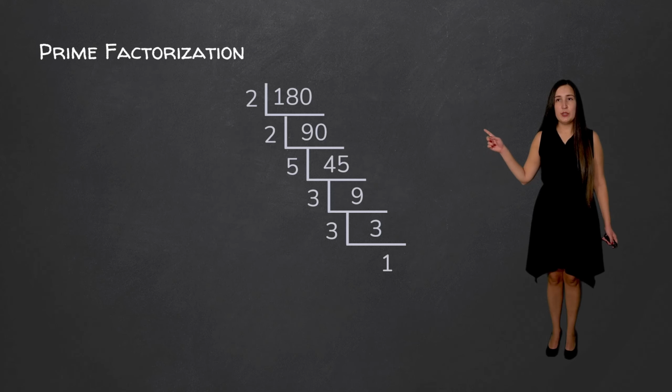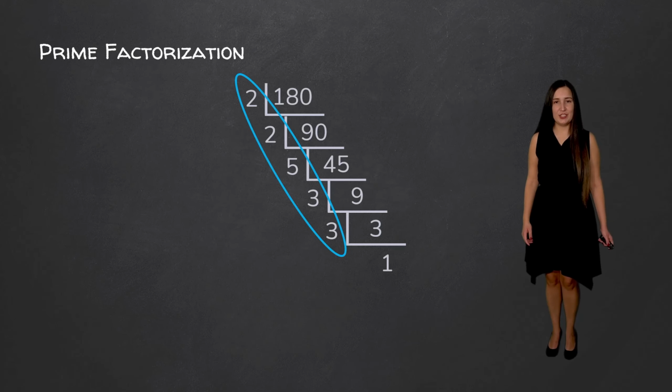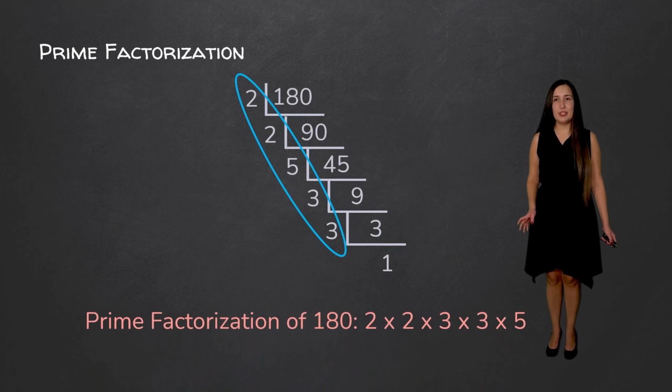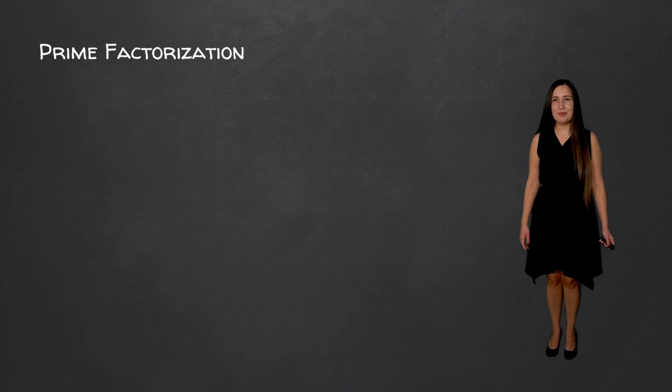If you notice, all our numbers to the side here are prime numbers, and this is our prime factorization of 180. We take these numbers and write them in order from least to greatest. So our prime factorization of 180 is 2 times 2 times 3 times 3 times 5. If we multiplied these numbers, we would get 180, and that's a way we could check our answer.